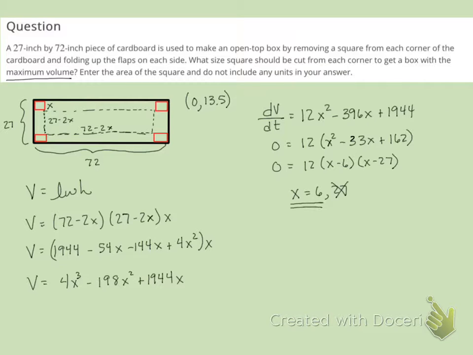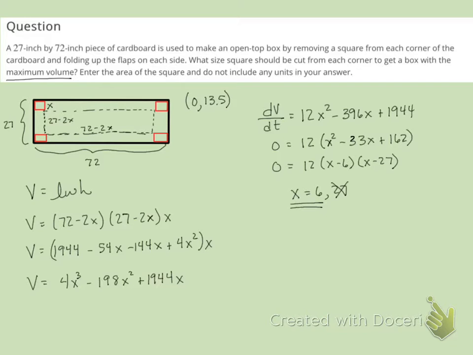So the only possible critical value is x equals 6. And it doesn't make sense that I'm going to have a volume where x equals 0 or x equals 13.5. So I'm not even going to check these endpoints, and I kept it as an open interval because of that.